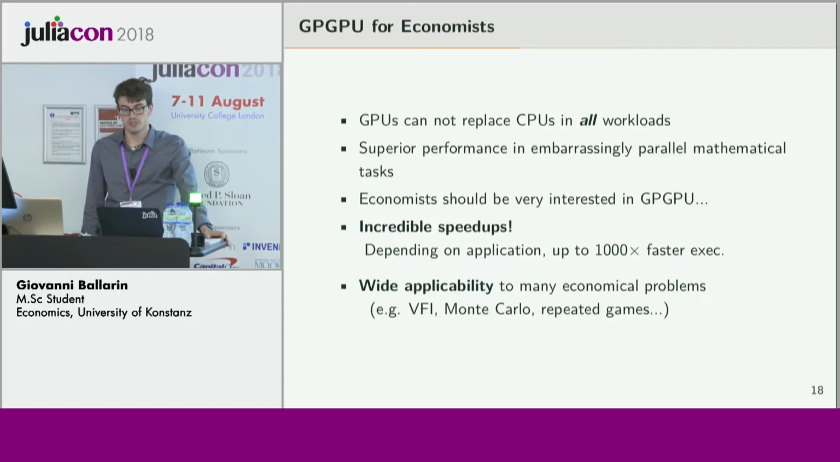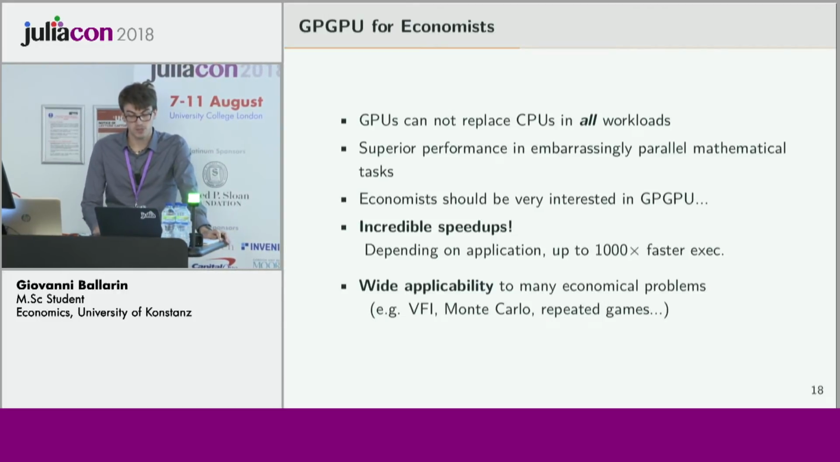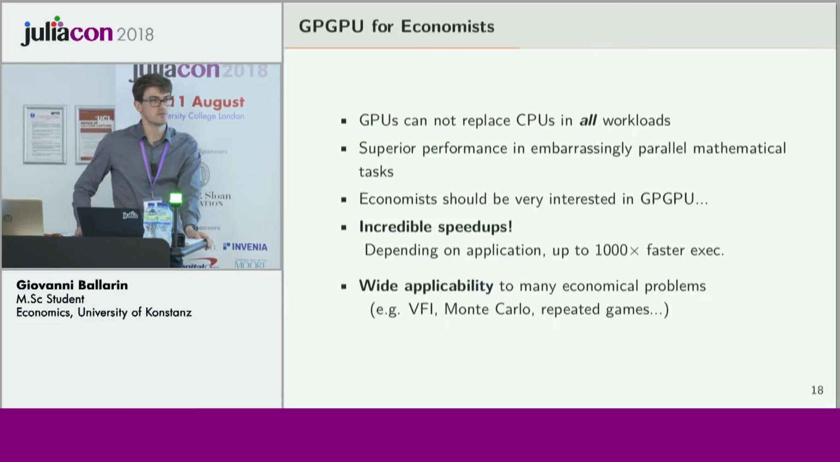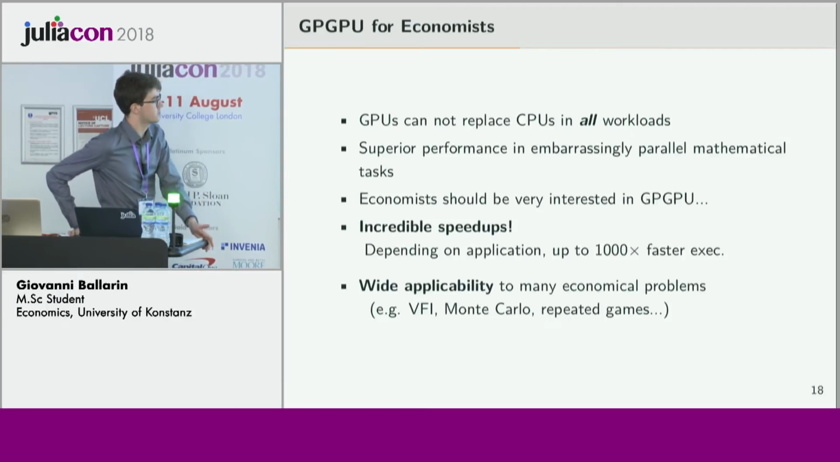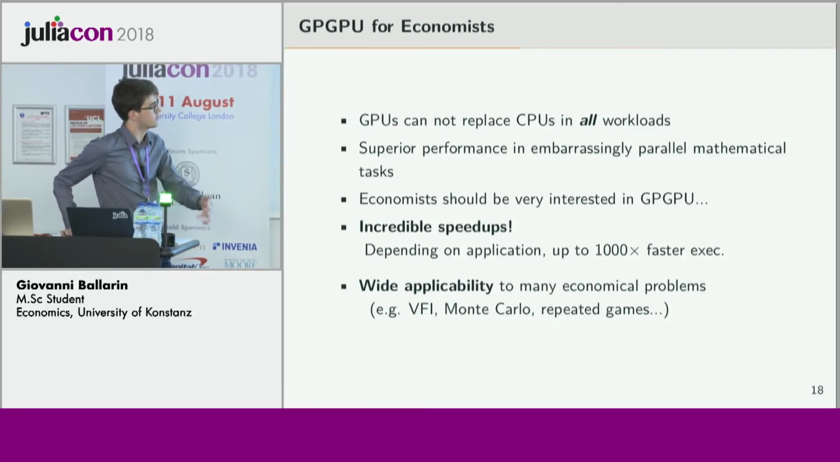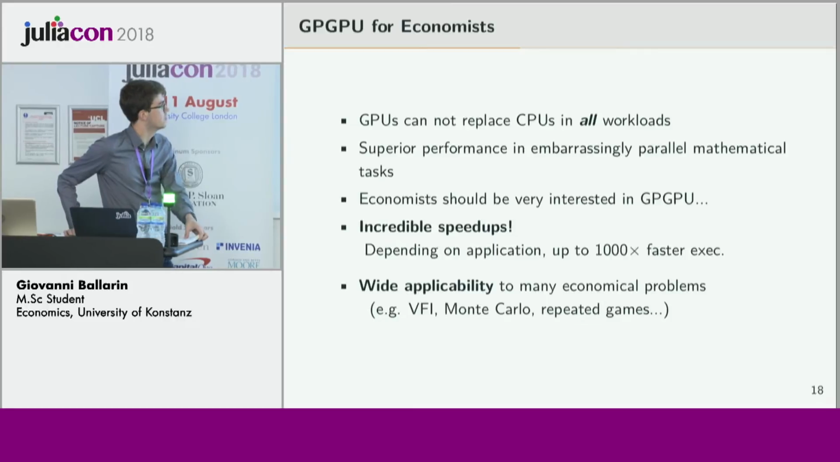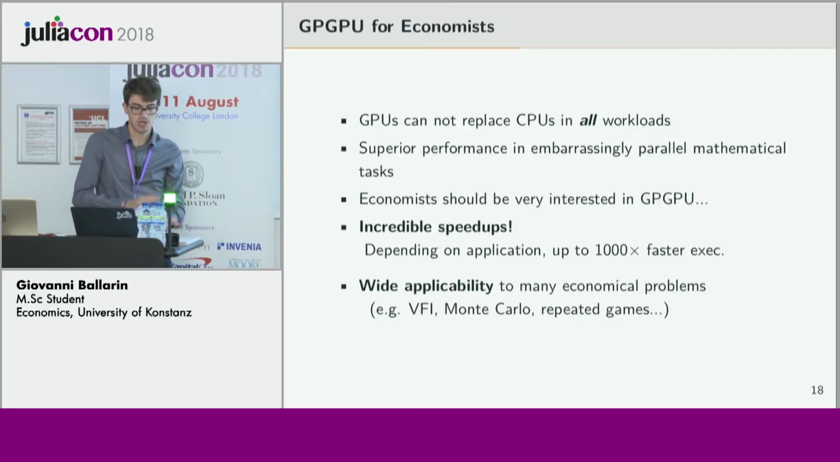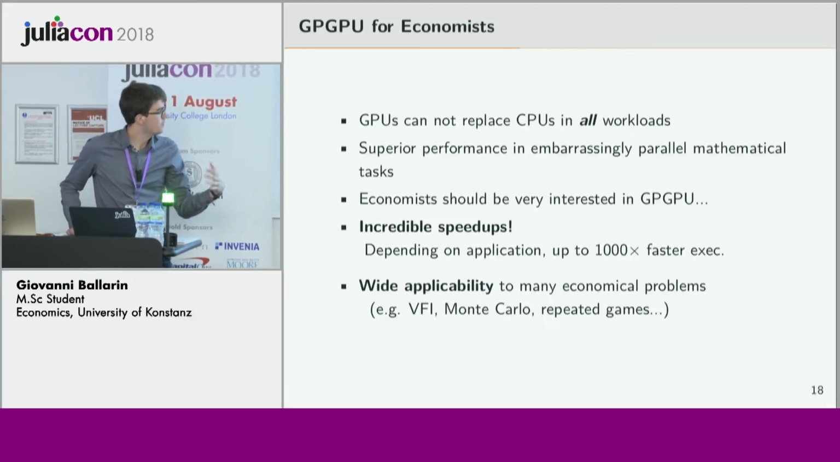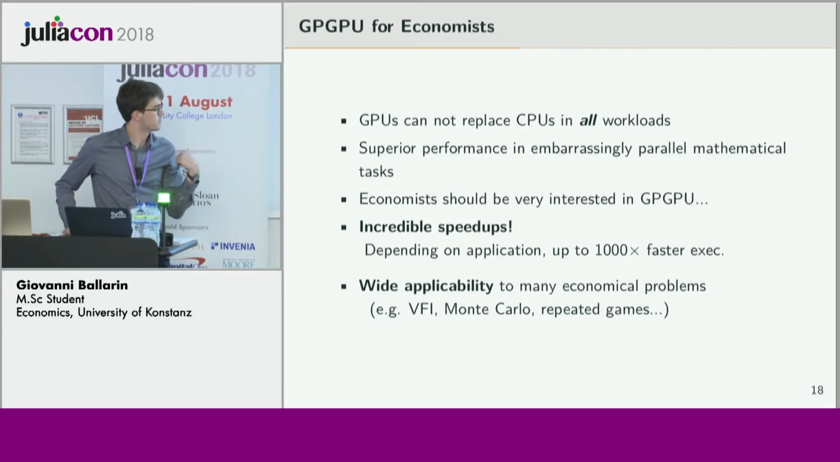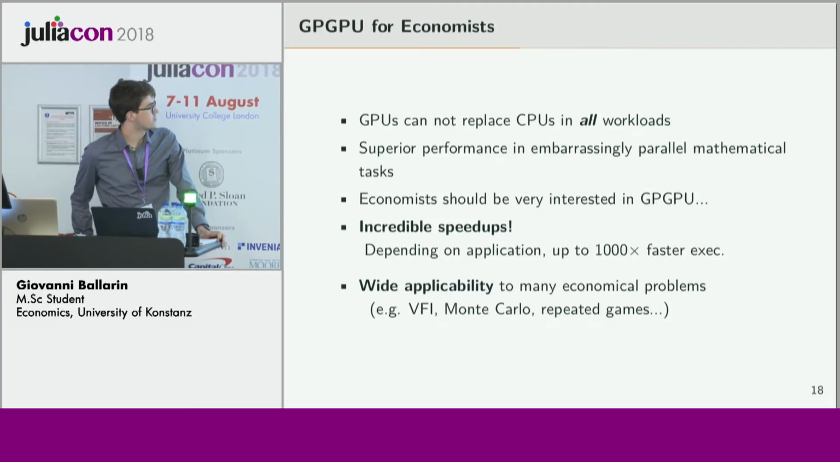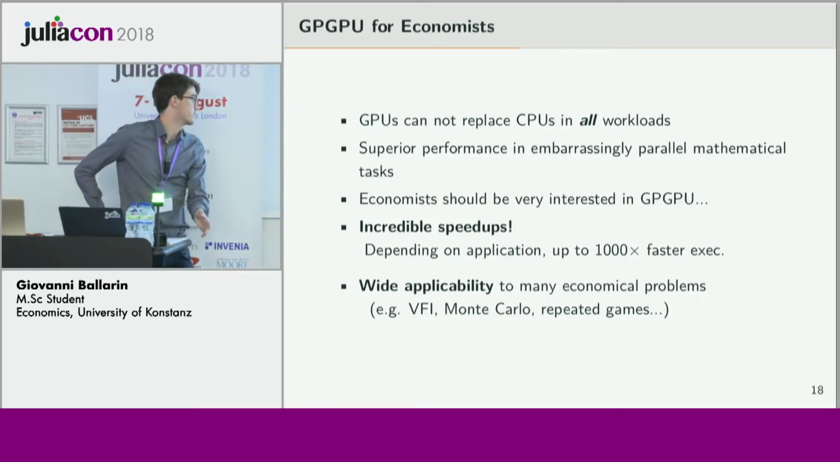And economists should be interested because you can have incredible speedups, at least for something like matrix algebra. GPUs are made for that because that's what you do when you have to do rasterization and projection and stuff. So if you can use the same type of parallel structure for these kinds of problems, we can actually have better returns to better performance. And this can be done for value function iteration, of course.